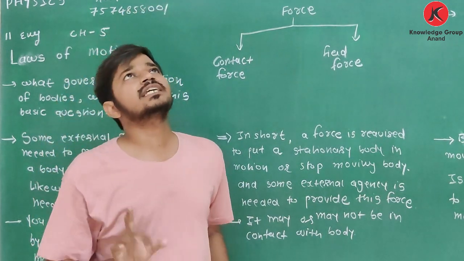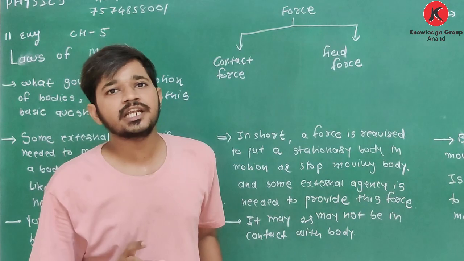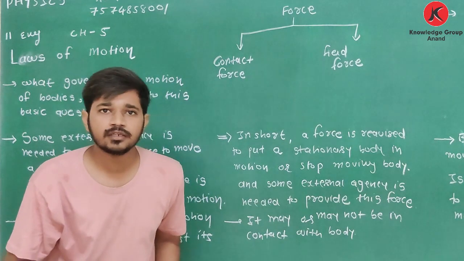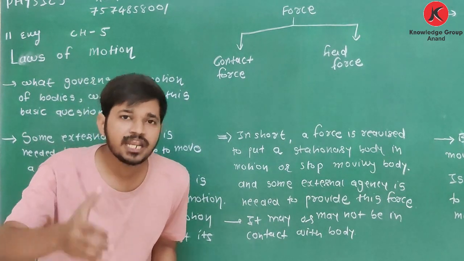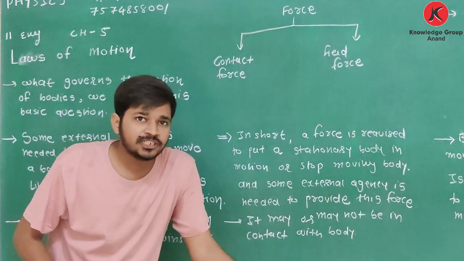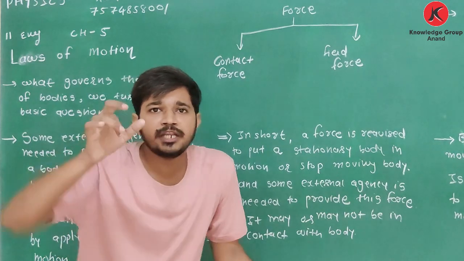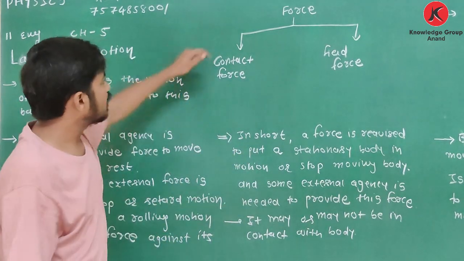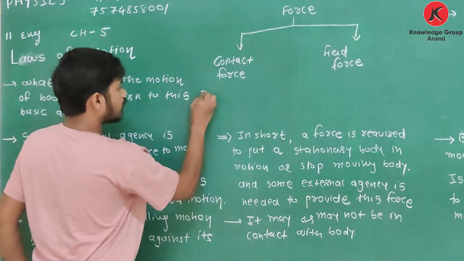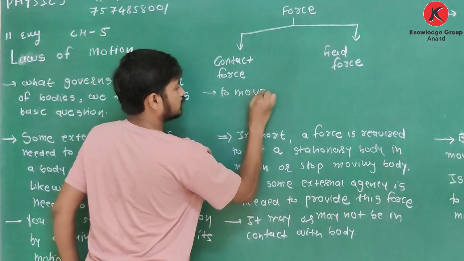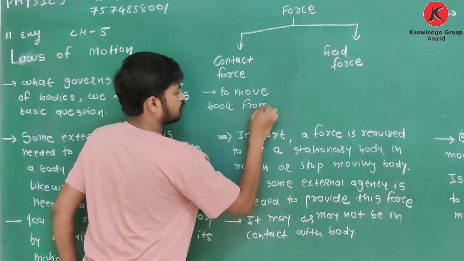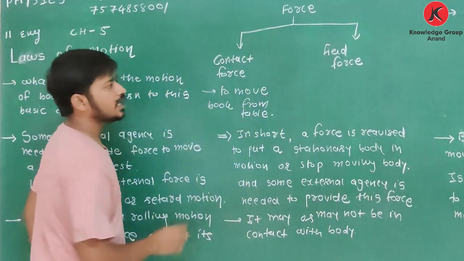There are numbers of examples. If this fan is in stationary condition and I want to rotate it, then with the help of my hand, by applying some force, I can rotate this fan. So in each and every example there is contact between the object and the external agency providing force. Clear about this? So force, first type, contact forces. For example, to move a book from the table. Clear about this? Yes.